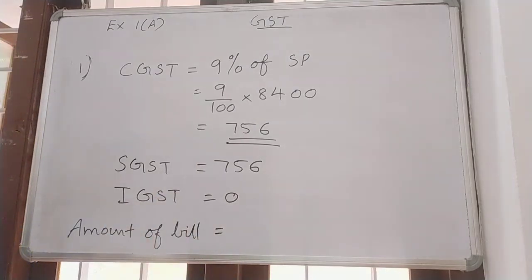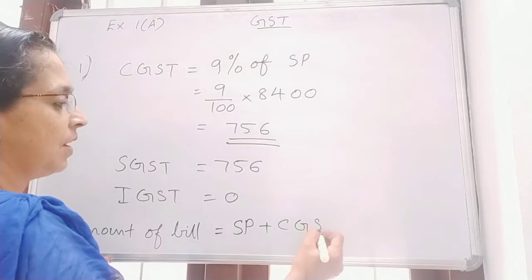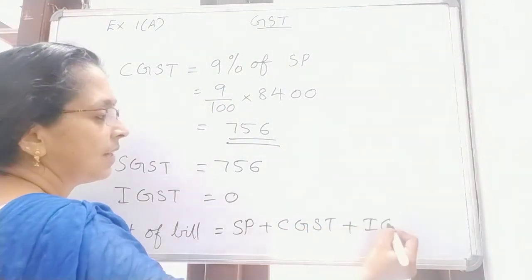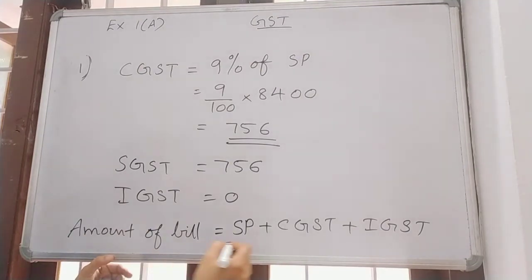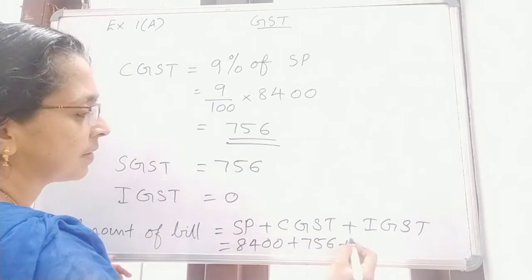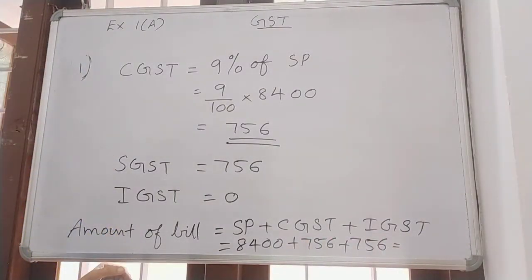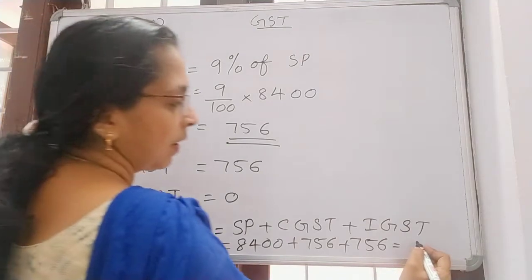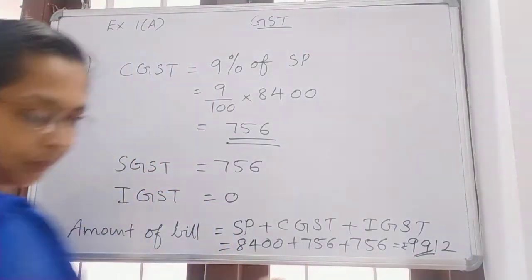to selling price plus CGST plus SGST. So selling price is what? 8,400 plus 756 plus 756, which is equal to how much? 9,912. 9,912 rupees. Okay.